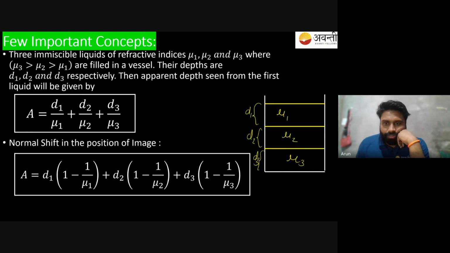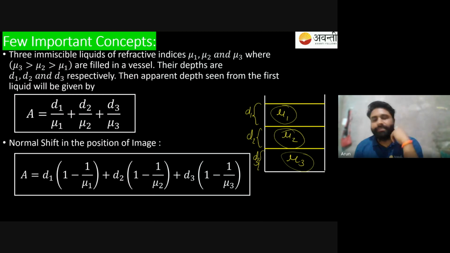So it is given by d1 by the refractive index of the respective liquid plus d2 by the refractive index of this liquid plus d3 by mu3. So this is the apparent position seen from the first liquid. And the normal shift in the position of the image, we have done the normal shift. It is nothing but the thickness multiplied with 1 minus 1 upon mu.